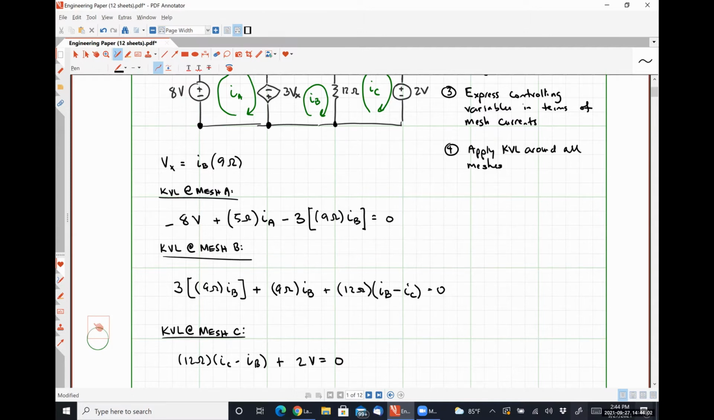We now have 3 equations with 3 unknowns, so we could solve for all 3 of those mesh currents. Ginny, what's up?